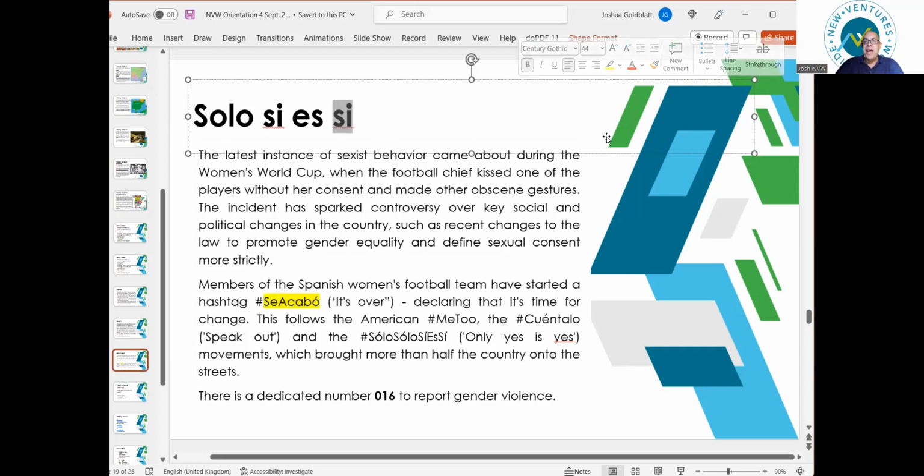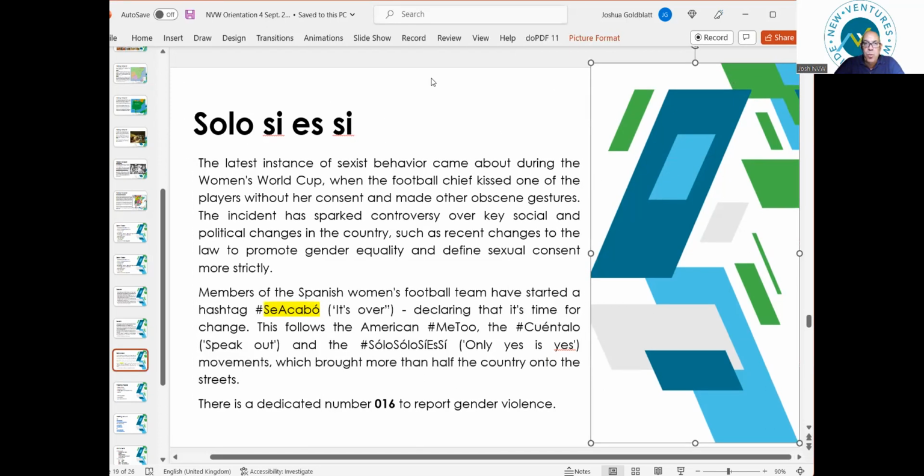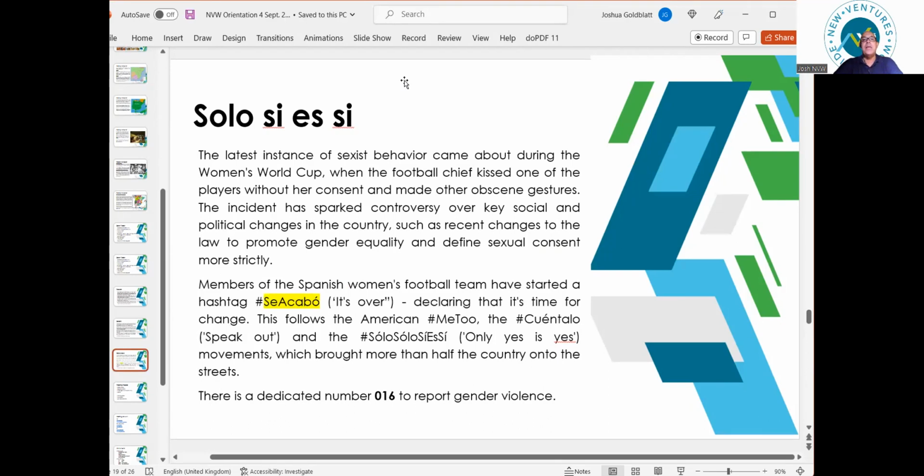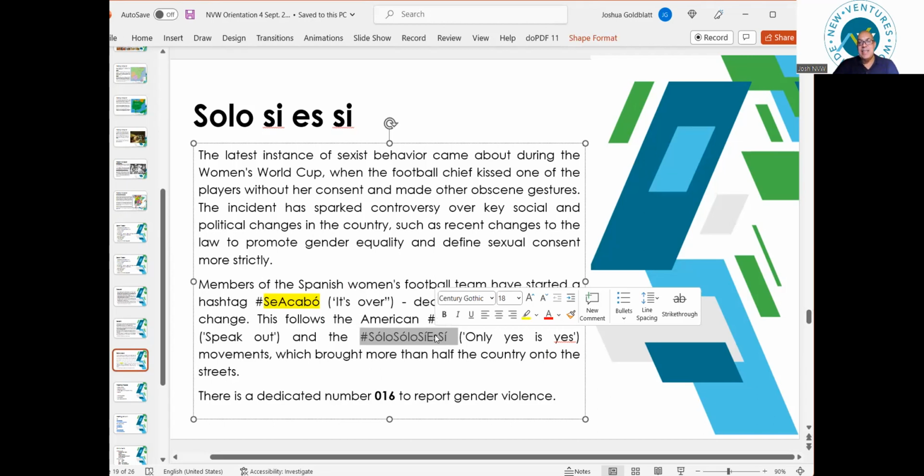Which is used then by women, or not necessarily women, other activists or people who sympathize with only yes is yes, declaring that it's time for a change. Okay, and in fact, there's another hashtag, solo sí es sí, only yes is yes.